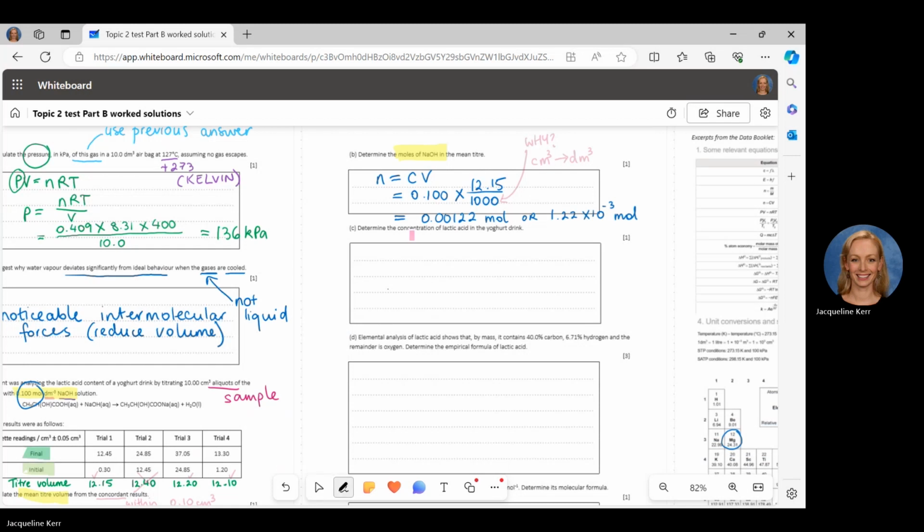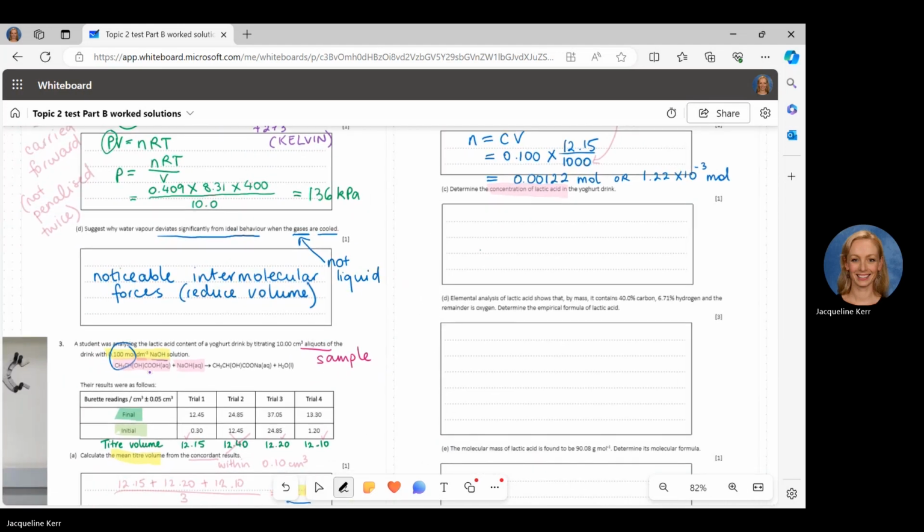Okay, the next part. So what's the concentration of the acid in our drink? Well, if we know the concentration of the sodium hydroxide, we can see that they react in a 1-to-1 ratio, our lactic acid and our sodium hydroxide in our scenario here. So the moles of lactic acid in our aliquot, in our little sample in the conical flask, should be equal to the moles of sodium hydroxide in our titer. And we've just found that out in the previous question, how many moles of sodium hydroxide we used.